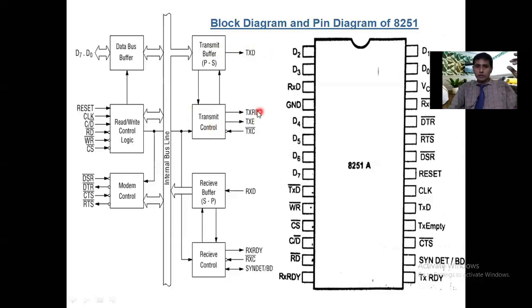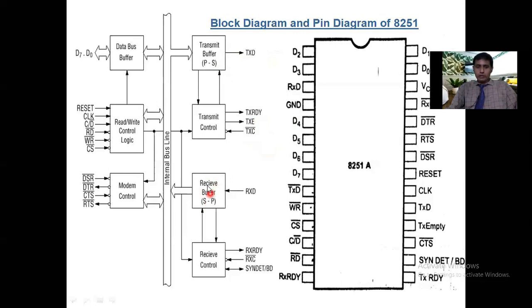Transmit control has the transmit ready pin. With the help of this pin, the external serial port device understands that the transmitter is ready to send the data. TXE is transmitter empty. Because of this signal, the external serial port understands that the transmitter does not have any character or data to transmit. Then there is the transmitter clock pin, which is connected to an external timer or counter pin. With that rate, the transmitter transmits the data to the external serial port device.